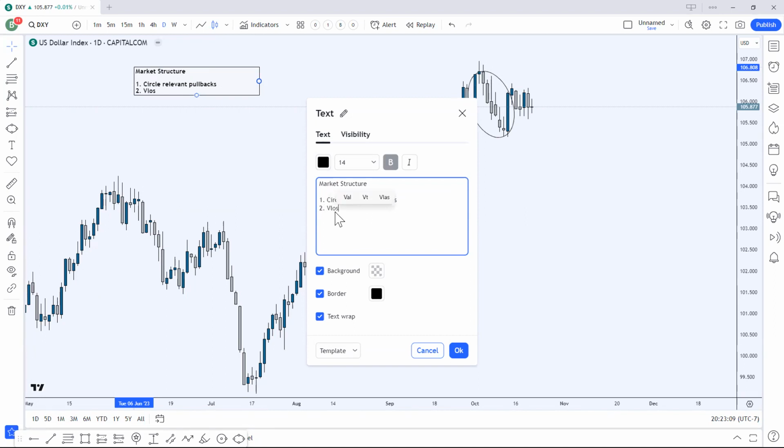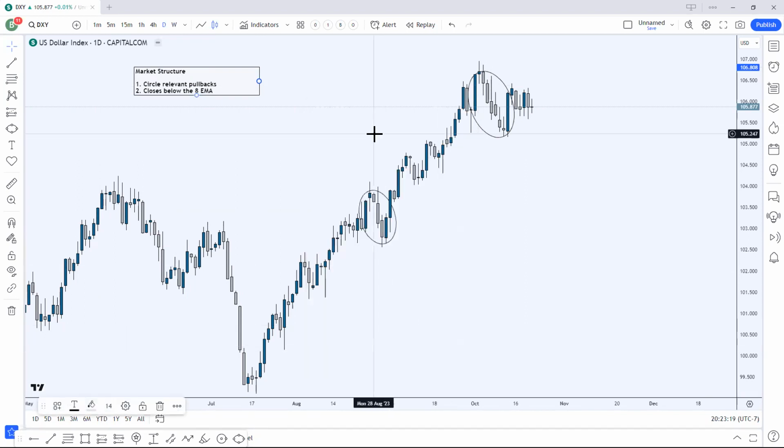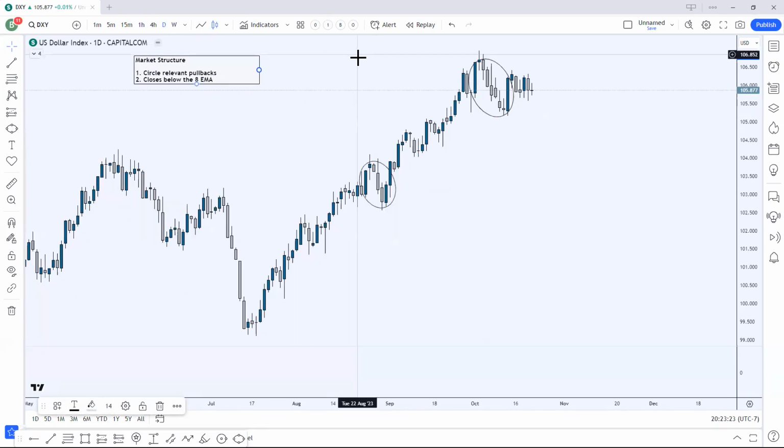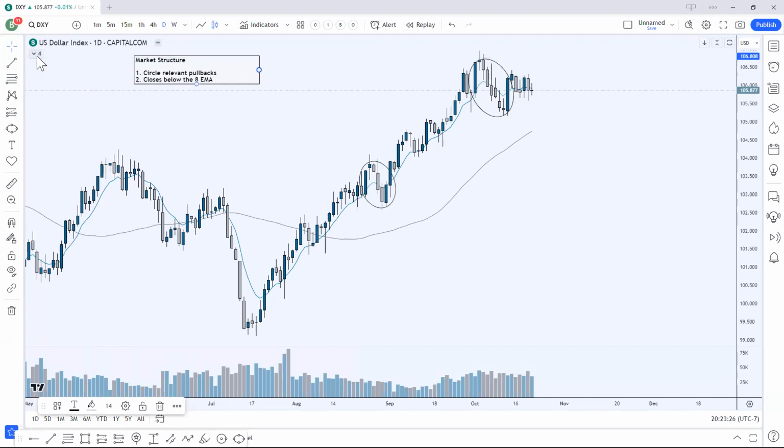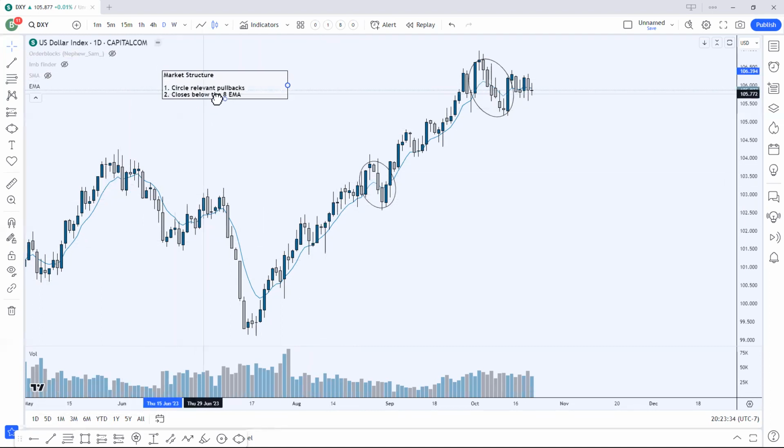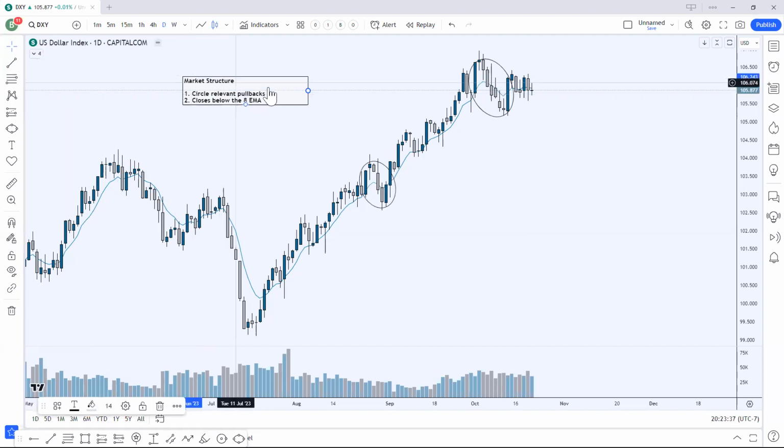we're looking for a close below the 8 EMA, which I'll explain. Now I'm turning on my other indicator here, which is meant for me to backtest market structure. The main thing I'm looking at here, I'll turn off the 50 for now, is this blue line. This blue indicator is an 8 EMA. It's very important to do it in this order, so I've already circled what I thought were pullbacks.